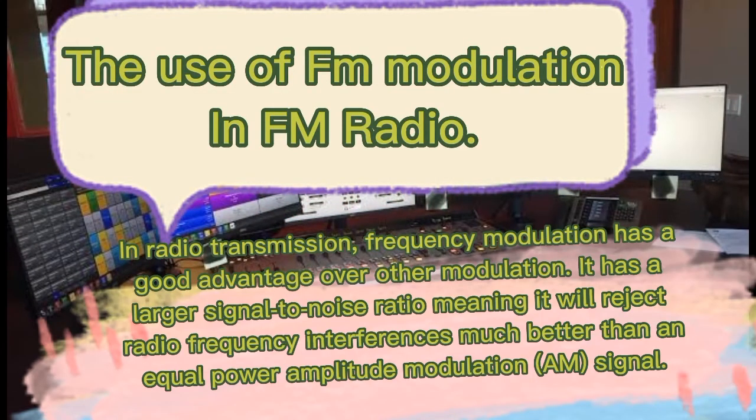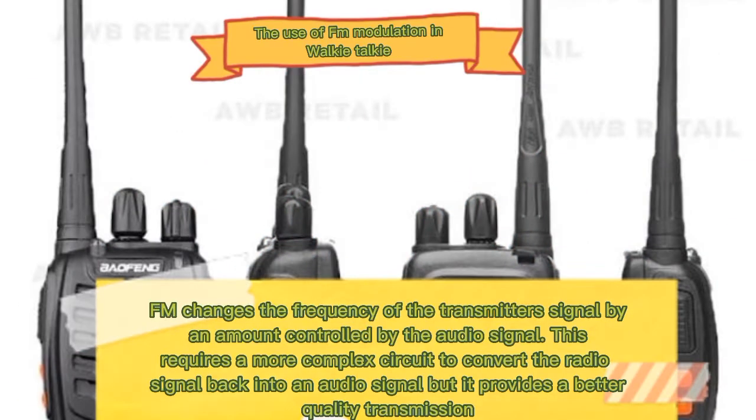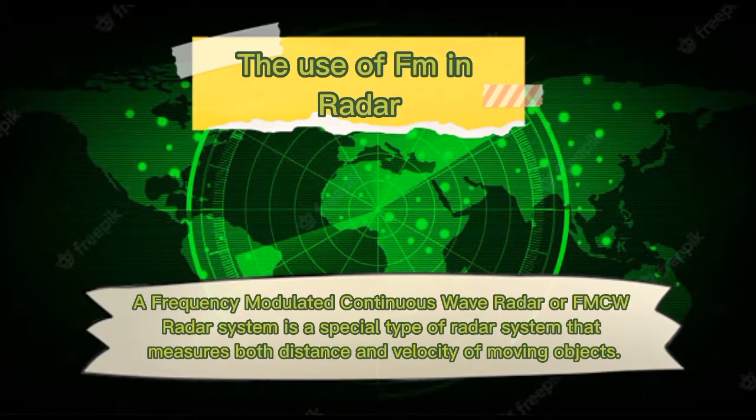In radio transmission, frequency modulation has a good advantage over other modulation. It has a larger signal-to-noise ratio, meaning it will reject radio frequency interference much better than an equal power amplitude modulation AM signal. FM radio changes the frequency of the transmitter signal by an amount controlled by an audio signal. This requires a more complex circuit to convert the radio signal back into an audio signal, but it provides better quality transmission.